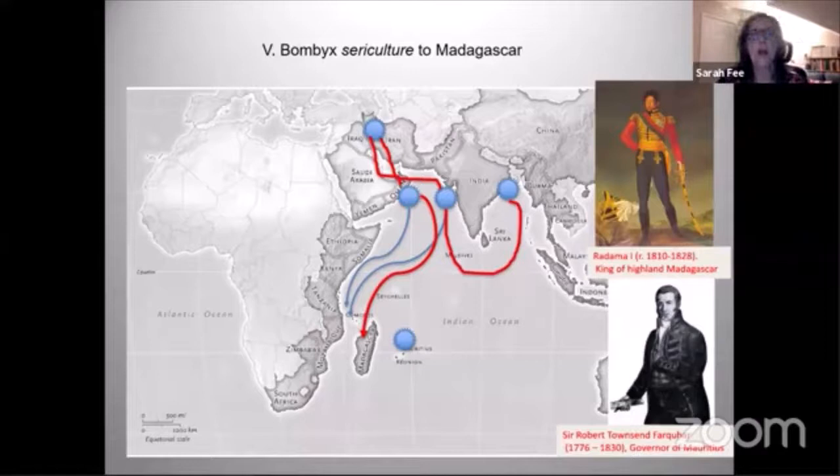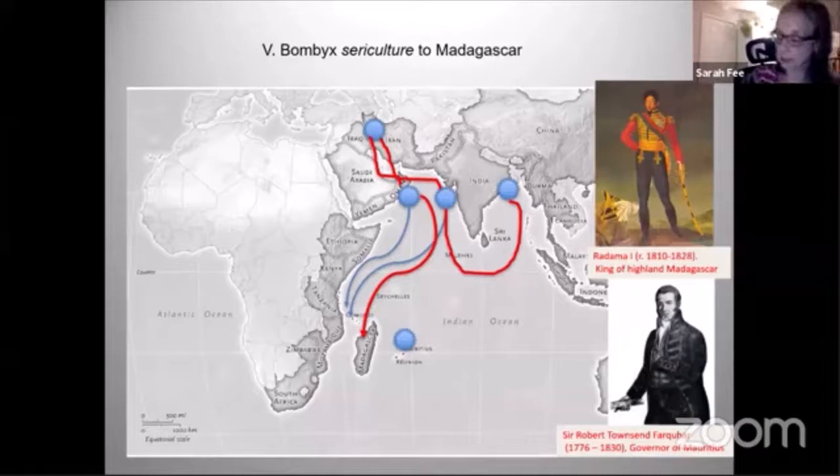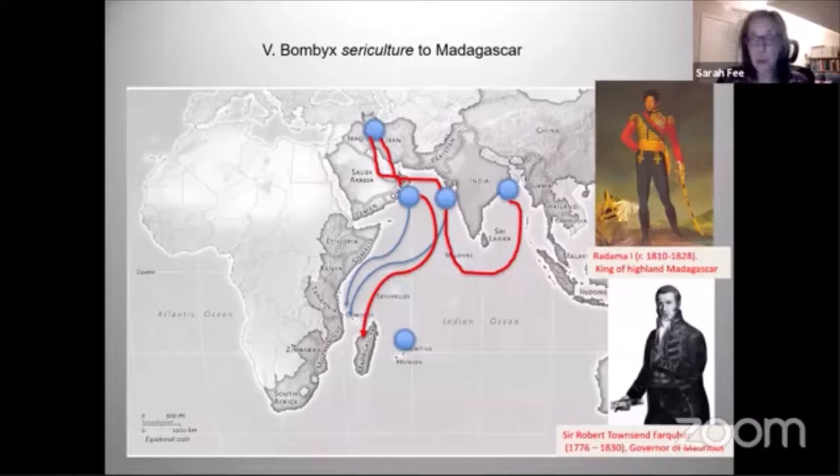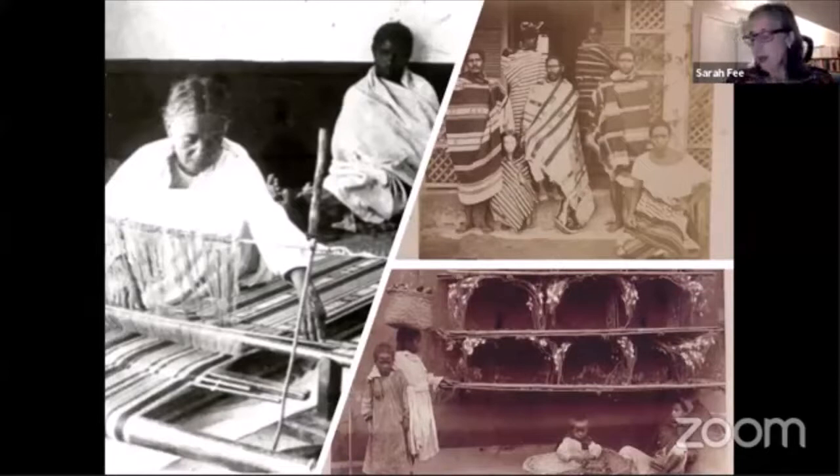It was part of a much larger and more ambitious program of industrialization on the island. Now, Governor Farquhar, of course, wanted Madagascar to export the raw silk to Britain for its own weaving industry. This ultimately failed. So as I was saying, it failed as an export project. Instead, sericulture was appropriated by Madagascar's own weavers for domestic production, and to this day, it remains an active industry.